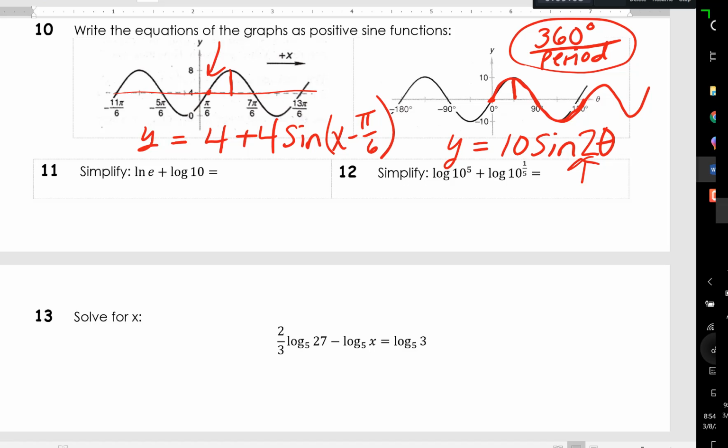All right, 11, natural log of e is 1, because the base of natural log is e. So you're saying e to the what power is equal to e, that's 1.